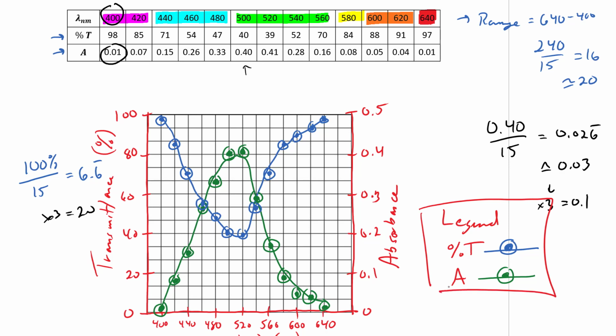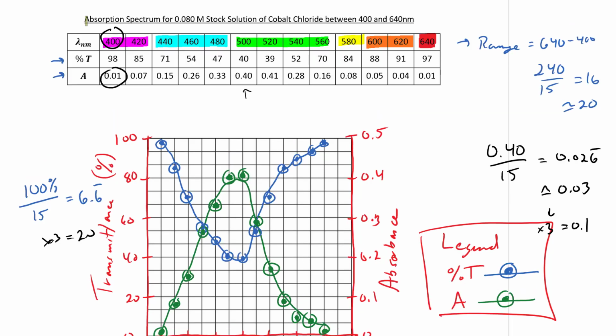Otherwise, it can be quite confusing to the reader for what is what. What would be a great title for this? Well, I already have a great title. Right here, absorption spectrum for the stock solution of cobalt chloride between those wavelengths. And I maybe would write that as figure 1. Please don't call it a graph, it's a figure. And I would just write that up above right here. Notice it's not wavelength versus transmittance versus absorbance. That doesn't give me any additional information. It tells me it's an absorption spectrum. That's what's in green. It tells us the absorbance.